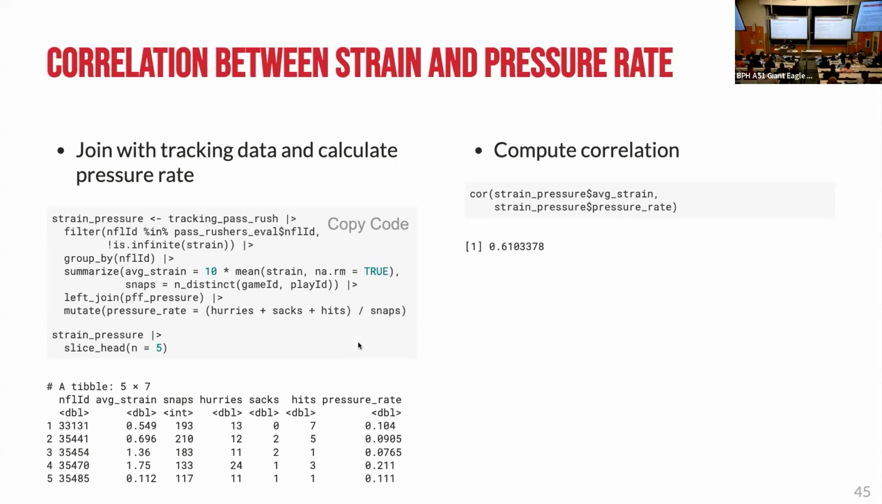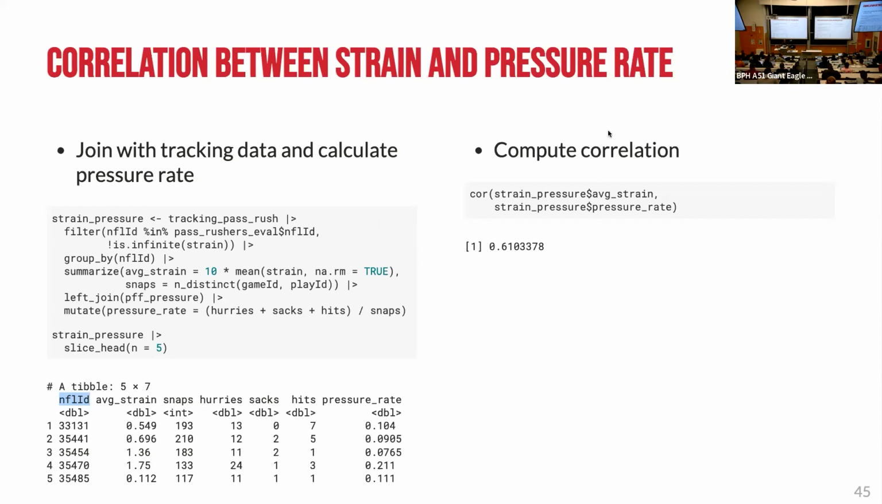So ultimately, what we're going to end up with here is a table with, for each player across this provided data, the average strain and the pressure rate. And we can aggregate them easily using the formula I mentioned. The pressure rate is just the total hits, sacks, and hurries per snap. The average strain we did earlier, we just aggregated across all frames.